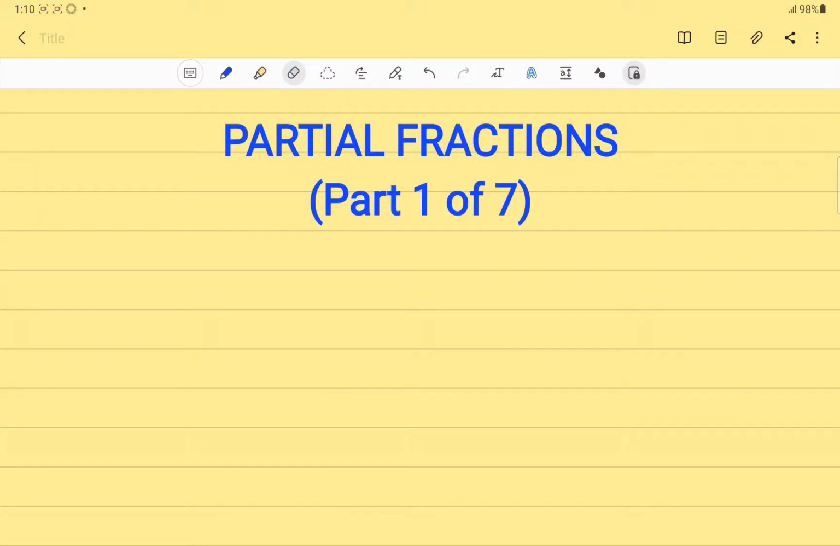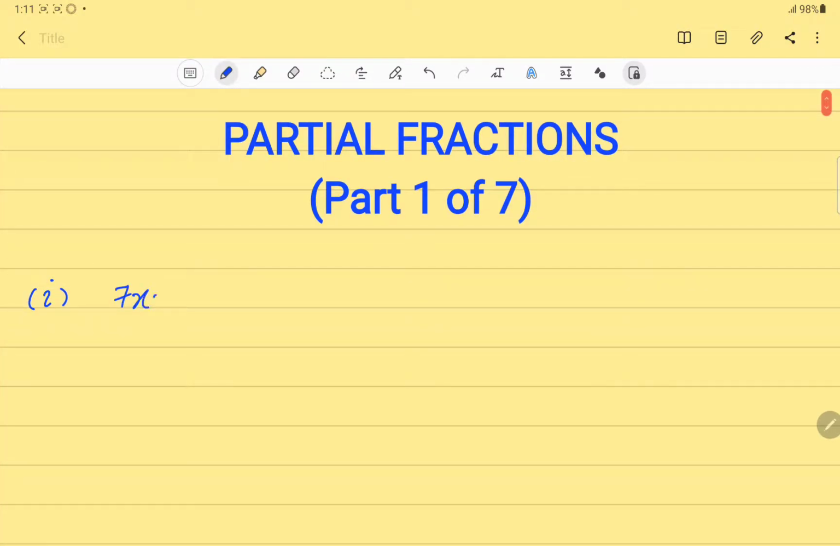In this video, we are going to resolve given algebraic fractions into partial fractions. So let's get on with the solutions. Our first equation is (7x - 9) over (x + 1)(x - 3).